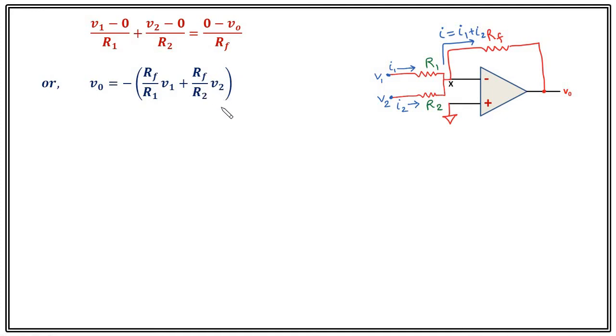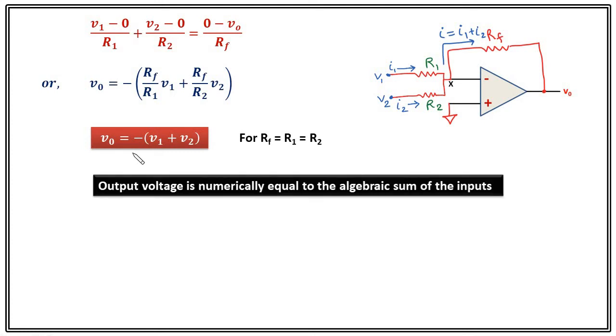Now, if we choose R1 equal to R2 equal to RF, then from this relation we can say V0 is equal to minus (V1 plus V2). What is the meaning of this equation? This equation is saying that the output voltage is numerically equal to the algebraic sum of the inputs. Thus, it is adding up the inputs. Therefore, this circuit is called an adder circuit or summing circuit.